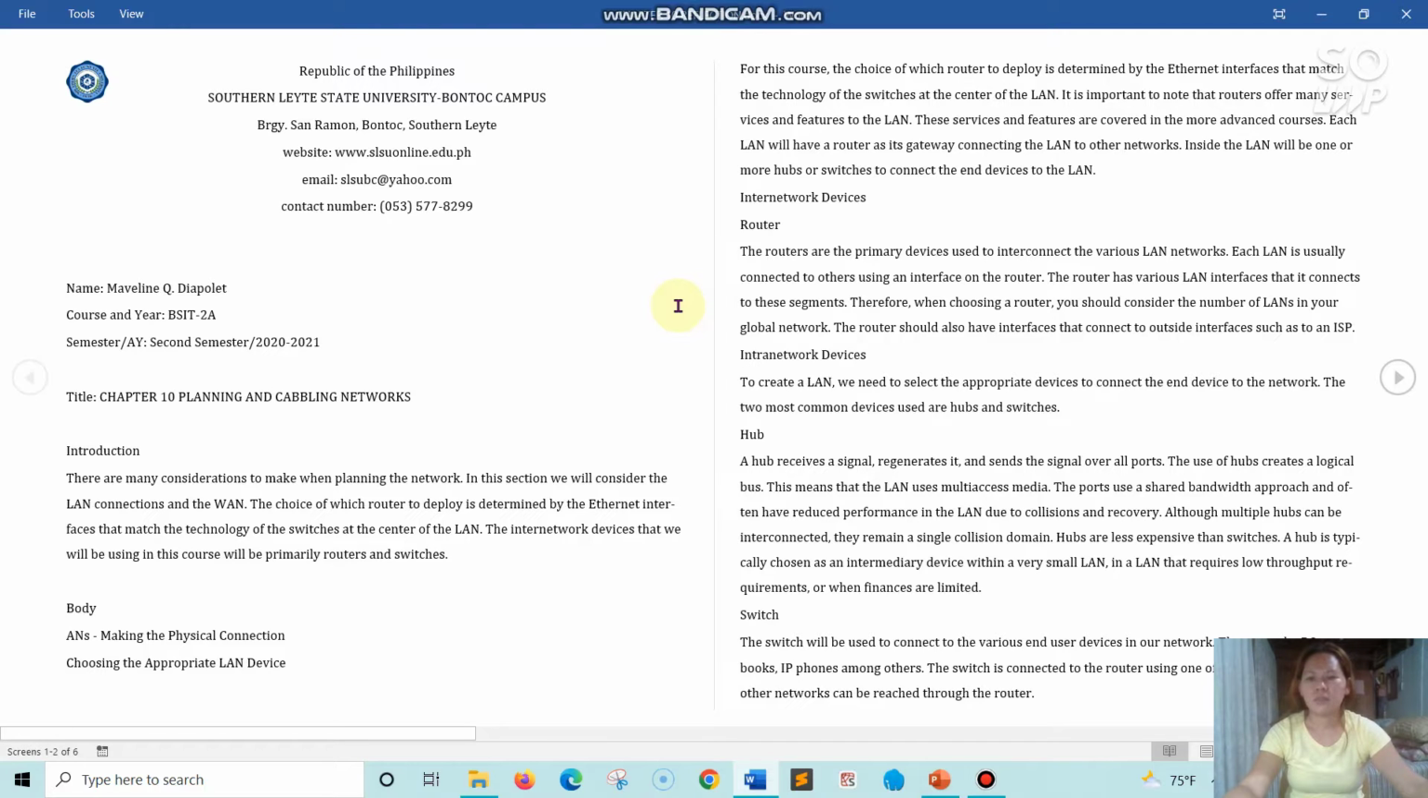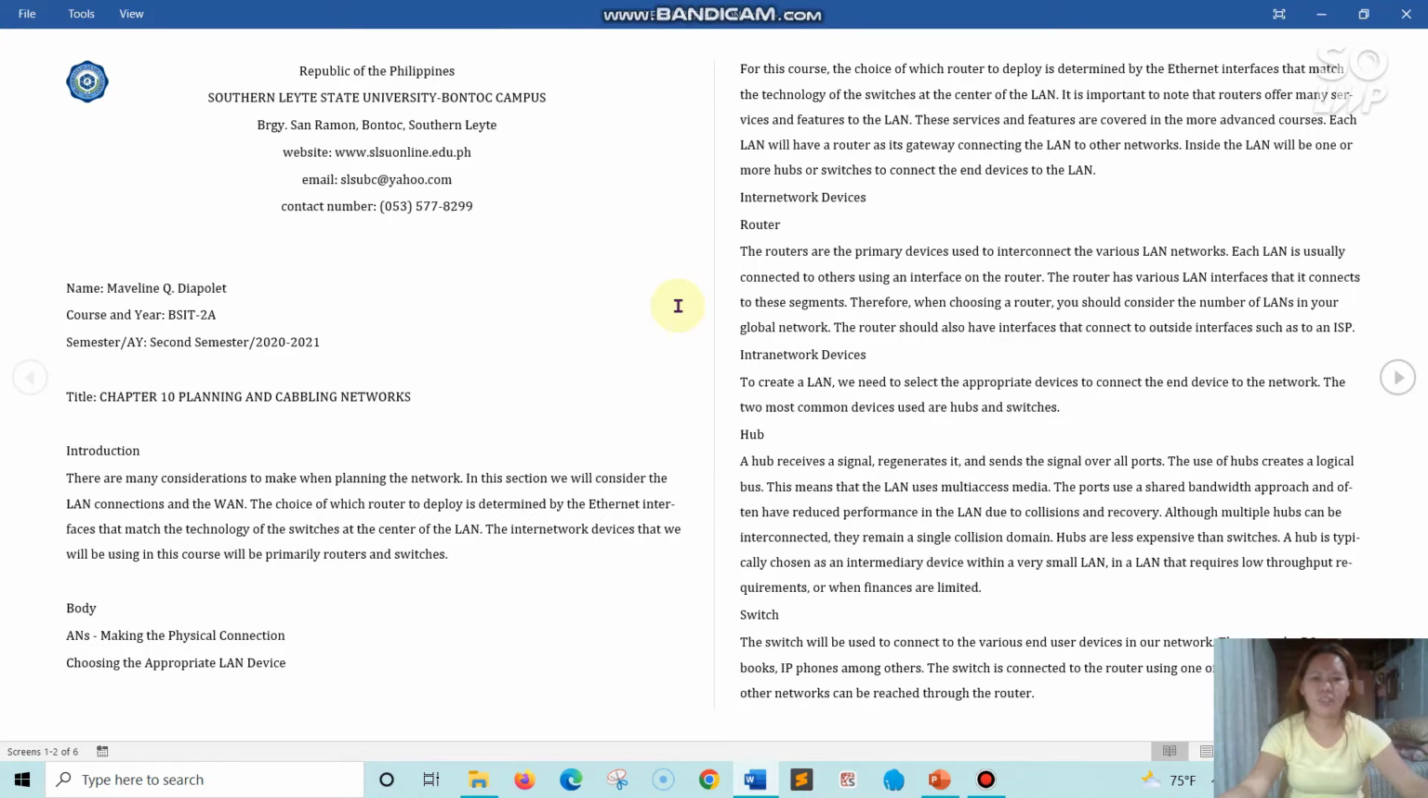In this video, I'm going to discuss Chapter 13, Planning and Cabling Networks. So in my introduction, there are many considerations to make when planning the network. In this section, we will consider the LAN connection and WAN. The choice of which router to deploy is determined by the Ethernet interfaces that match the technology of the switches at the center of the LAN.